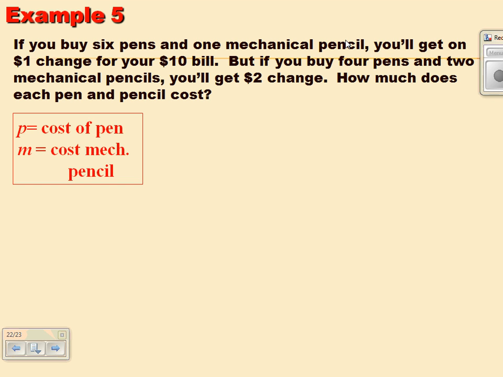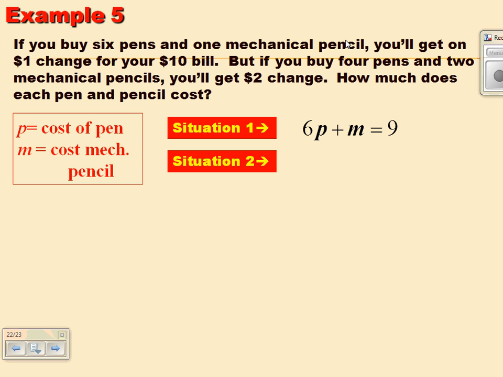So let's write an equation regarding this. I said P equals the cost of a pen, M is the cost of a mechanical pencil. For the first situation, I bought 6 pens and 1 mechanical pencil. So that's going to be 6P plus M equals $9. The reason being, I get $1 in change. For the second situation, I buy 4 pens and 2 mechanical pencils. That's 4P plus 2M equals $8 because I get $2 in change.